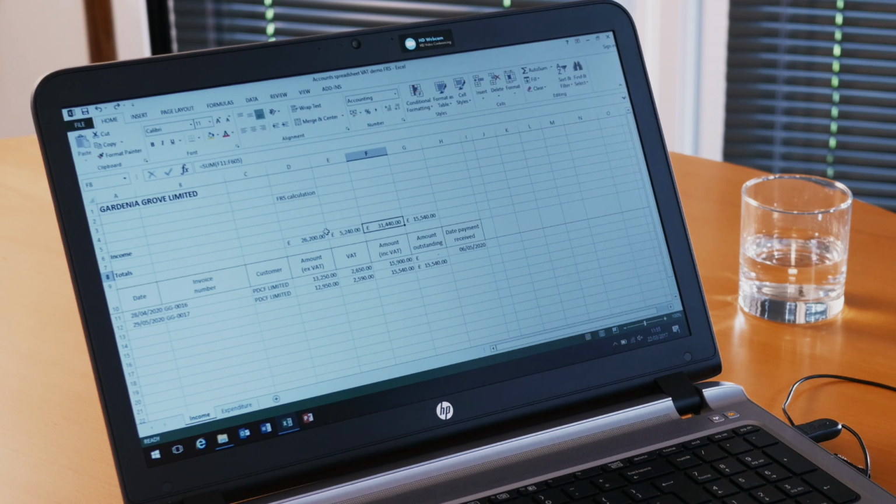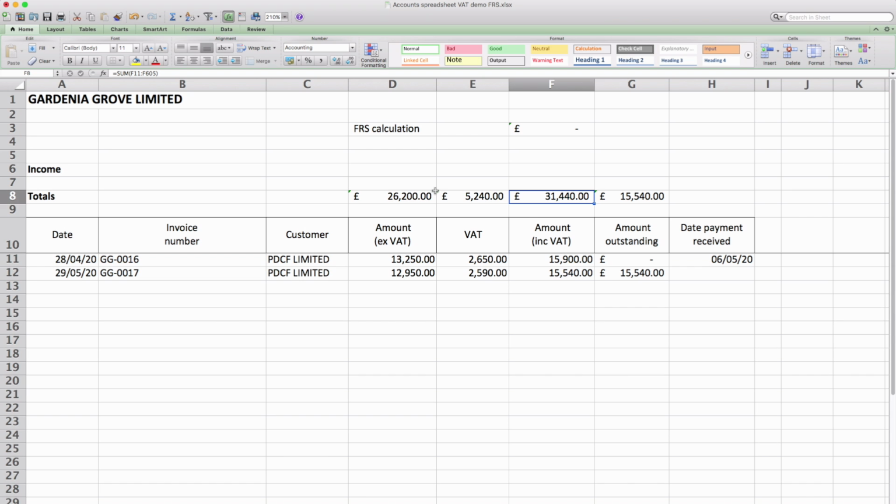So I've prepared a spreadsheet and put some invoice numbers in for you. And as you can see, I've got the amount excluding VAT, the VAT and the amount including VAT. And the way the flat rate scheme calculation works is you take your VAT inclusive invoice total for your quarter and you multiply it by your flat rate percentage. The flat rate percentages are set out in the revenue guidance and are based around different business sectors.